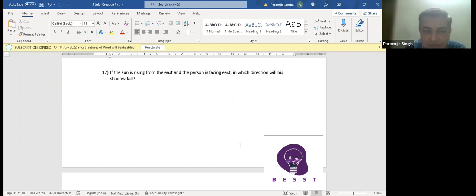Okay, Aditi has given her answer. Anyone else? Navneet says southeast. Interesting. West and southwest. Okay, west. Any other choices? Okay, I'll give you the answer.